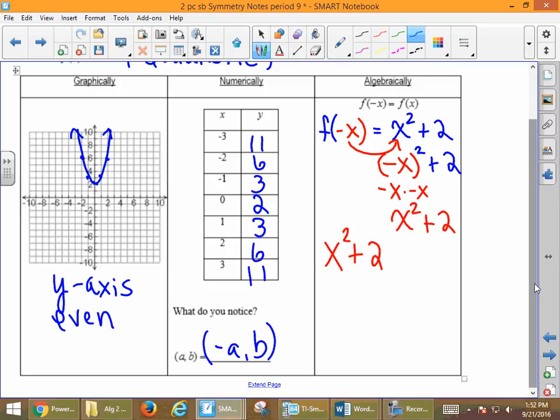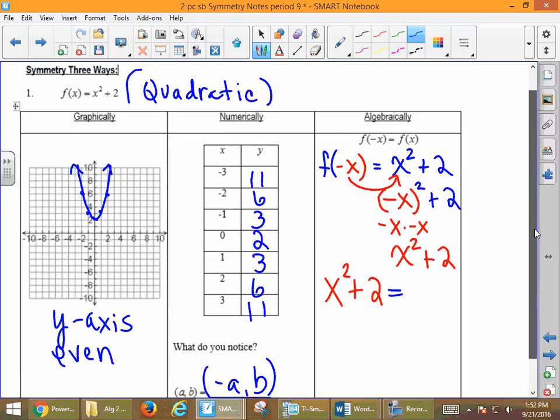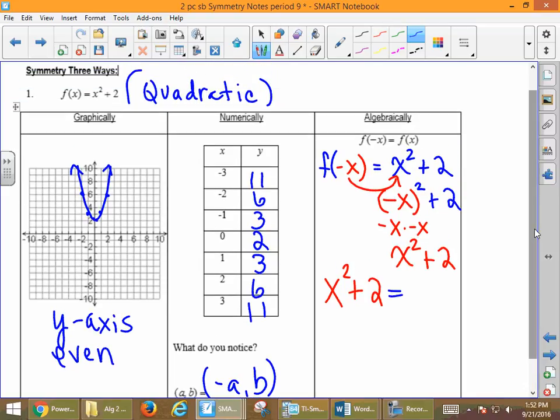We want to compare it back to the original function. When we compare it back to the original function, f of x, we get x squared plus 2. Because these two values, the red value and the blue value, are equal, this is the test for symmetry over the y-axis. It's an even function.